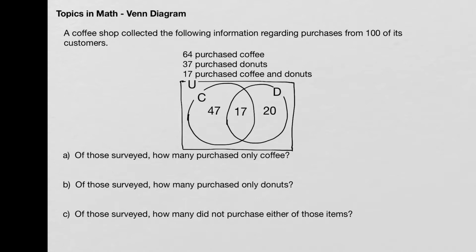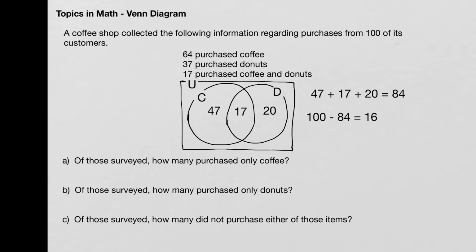So now what I need to figure out is how many people I have accounted for altogether. We know that 100 people were surveyed, and we have accounted for the people who bought coffee but no donuts, coffee and donuts, or donuts but no coffee. And when I add those up, I get 47 plus 17 plus 20 equals 84. So 84 people have been accounted for already.